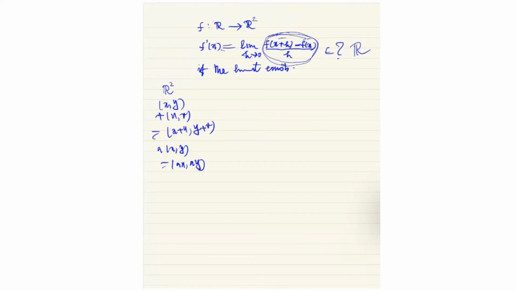So the numerator here is in R2. What about this h? h is in R. So what is the meaning of this? So by definition, this is 1 over h times f of x plus h minus f of x. So this is a vector in R2. This is a scalar. So this is a scalar multiplication.